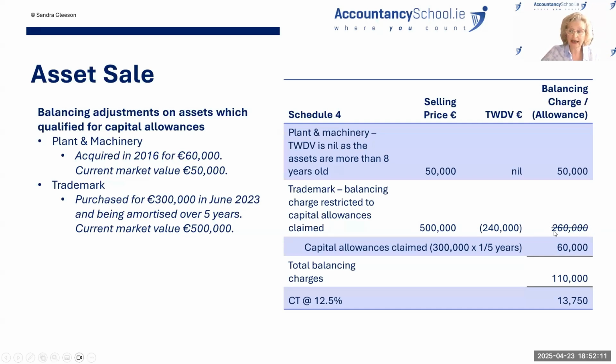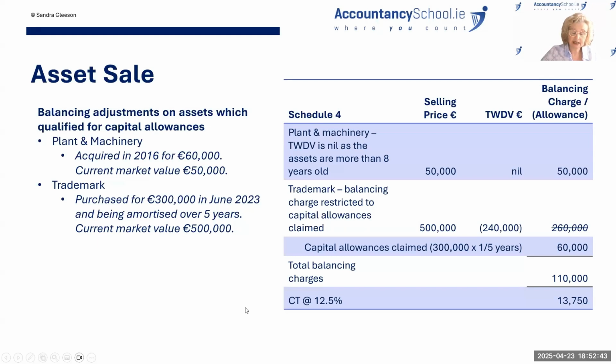That's much more than the capital allowances that have been claimed. Remember, a balancing charge is clawing back your capital allowances. So we need to restrict the balancing charge to capital allowances claimed, which were 60,000. When we add the two of those together, we get 110,000, and that is the total balancing charges, giving rise to a tax cost, corporation tax at 12.5%, of 13,750.